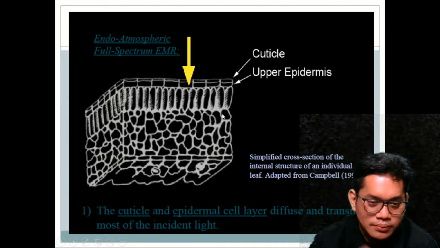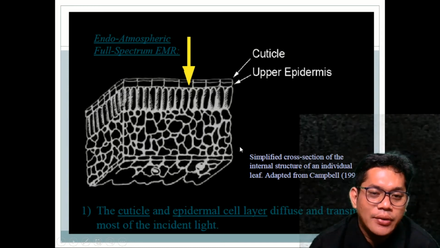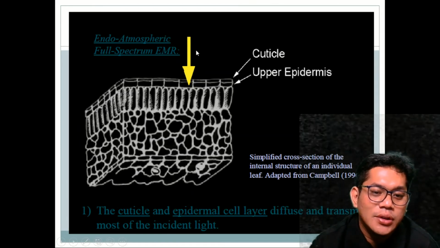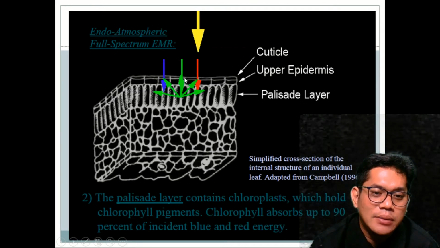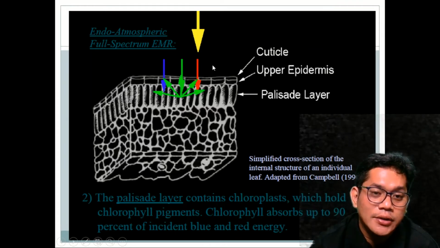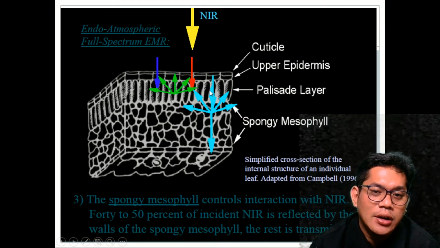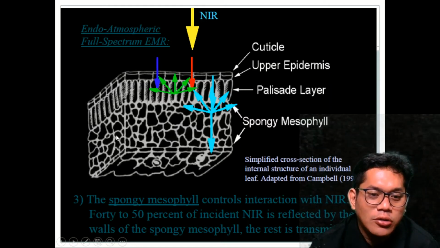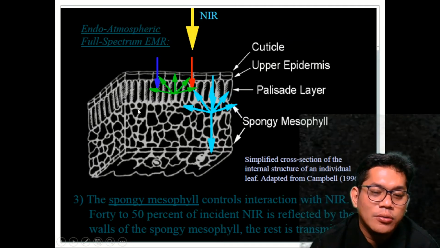Okay, so when you look into the structure level of the leaf, there are the cuticle and the upper epidermis, where the cuticle and epidermal cell layer diffuse and transmit most of the incident light. And within the palisade layer, there are chloroplasts, which hold the chlorophyll pigments, which is green. So it will reflect the green color and absorb red and blue. Within the mesophyll layer, there is a lot of water, where it absorbs the water.